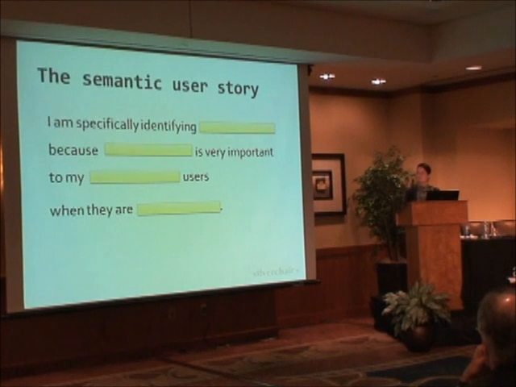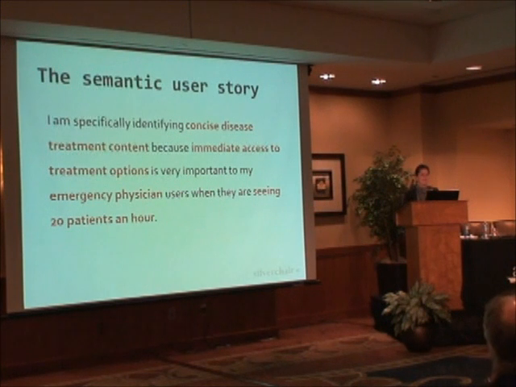So to close, I want to walk through what can be a very useful exercise when you're trying to define these user stories. We refer to these as semantic mad libs. I am specifically identifying blank because blank is very important to my blank users when they are blanking. So I have a couple of examples here. I am specifically identifying concise disease content because immediate access to treatment options is very important to my emergency physician users when they see 20 patients an hour.